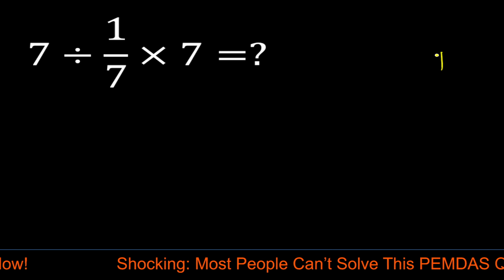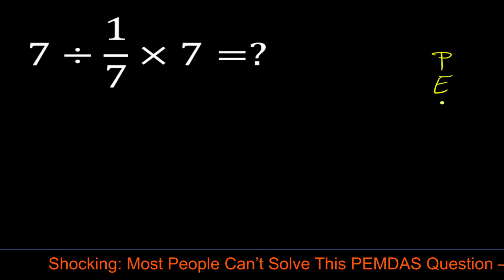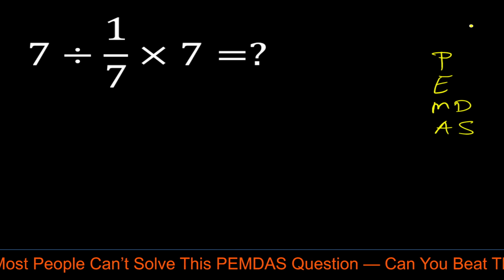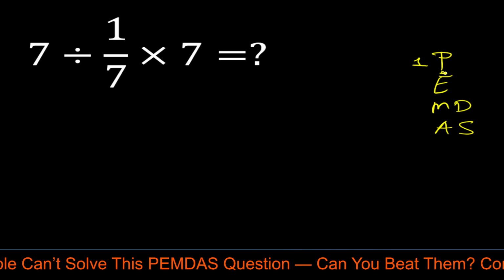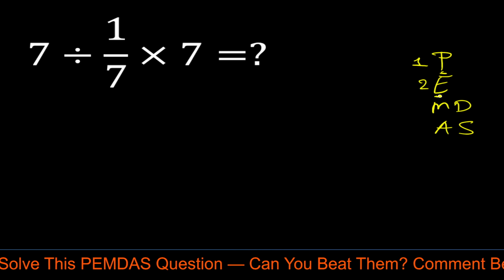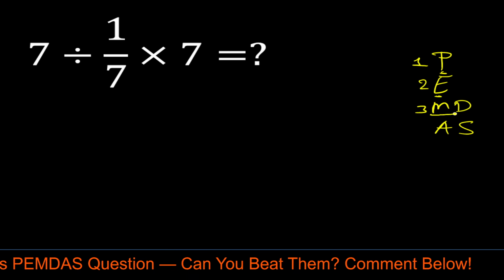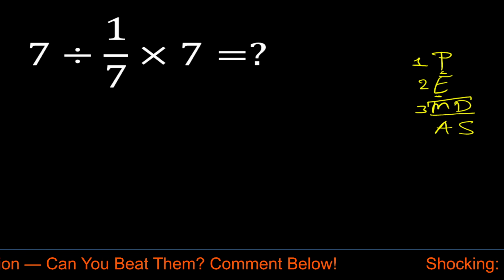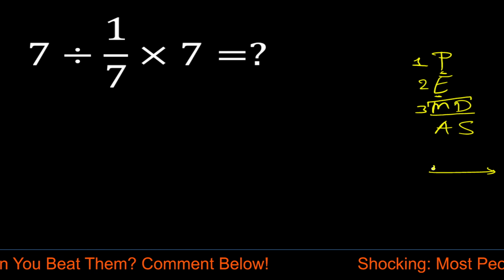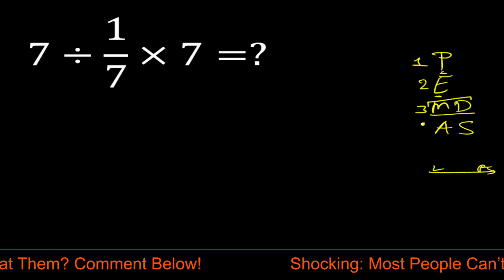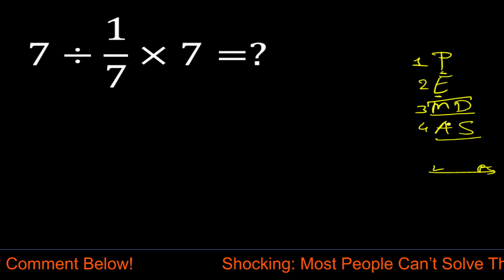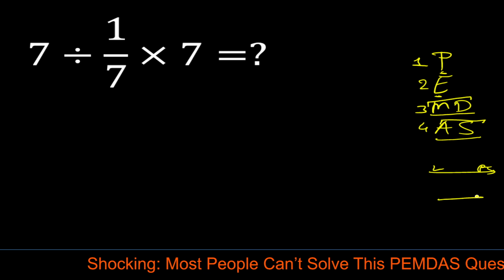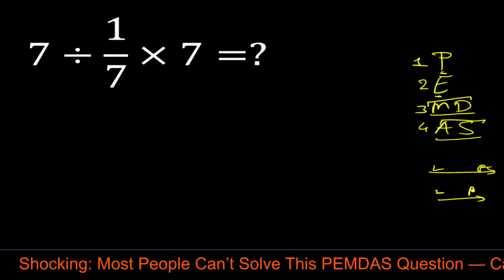So PEMDAS, P E M D A S. According to PEMDAS rule, first priority is parentheses, then second priority is exponents, then third priority is multiplication and division. Here multiplication and division both have equal priority, so we have to solve it from left to right. Then fourth and last priority is addition and subtraction. Also addition and subtraction both have equal priority, so we have to solve it from left to right.